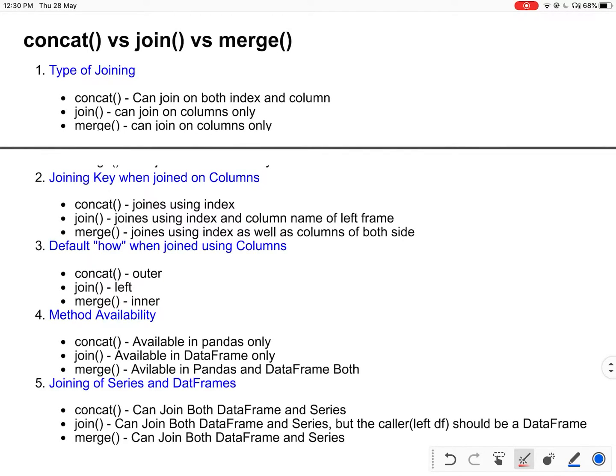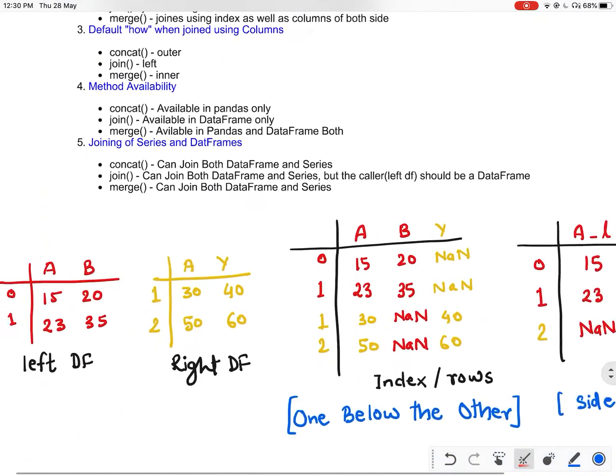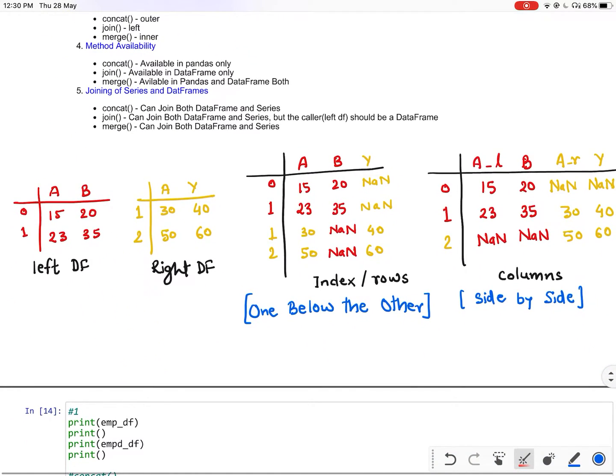Hello everyone. In this video, we are going to discuss the difference between three functions, that is concat, join and merge. We have discussed these functions in detail in our previous videos. So in this video, we will discuss what is the difference between these three functions. Before starting with the differences, let us consider this example.